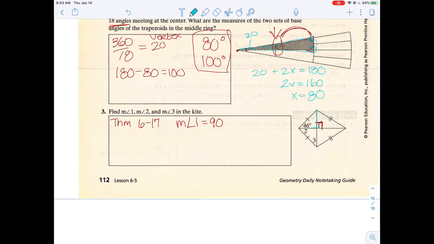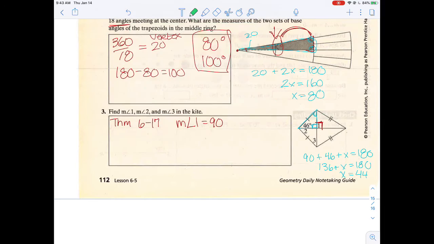Okay, so then I want to look at this triangle, and I know this angle is 90 degrees. So this angle has to be 90 plus 46 plus something equals 180. So this would be 90 plus 46 is 136 plus x equals 180. So x would have to be 44.